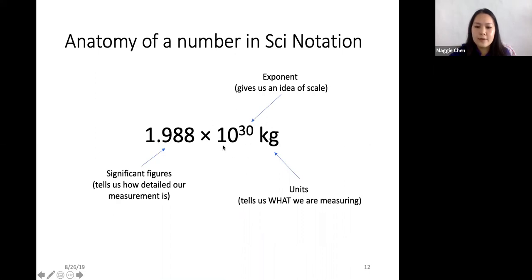The 10 to the power of 10 to the 30, this exponent gives us an idea of scale. So 10 to the 30, we know that's all of those zeros past the decimal point. But if it's 10 to the negative 30, we would know that that's a really small number. And at the end, we have our units, which tells us what we're measuring. Units are very important because if we don't have them, we don't really know what we're looking at. Is it in kilograms, which is very different from grams? Is it in miles? So whenever you're reporting your final number, make sure to put in the units too.